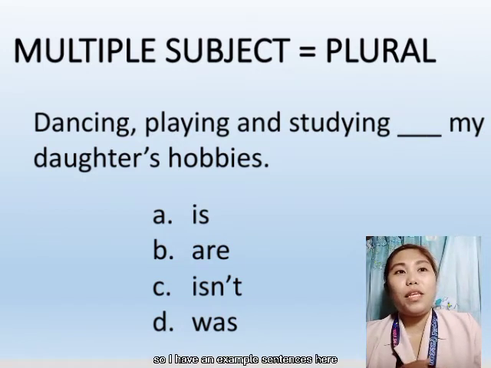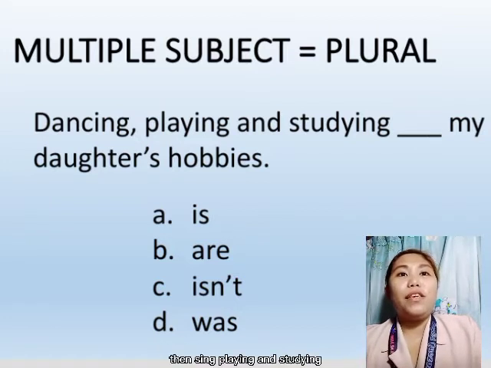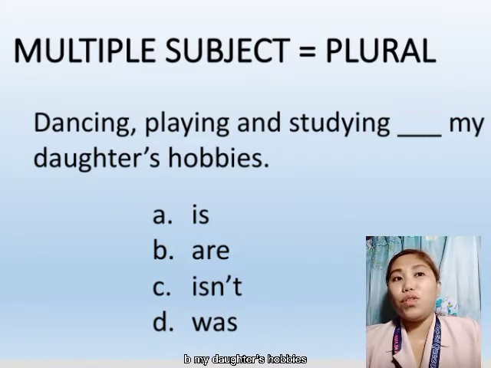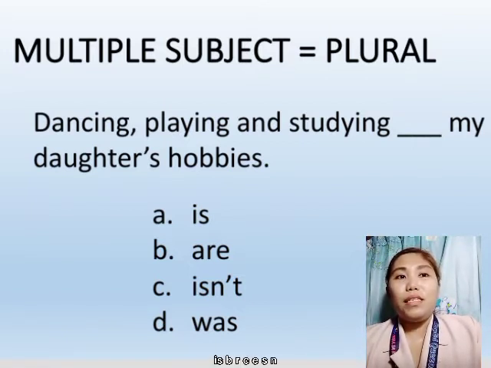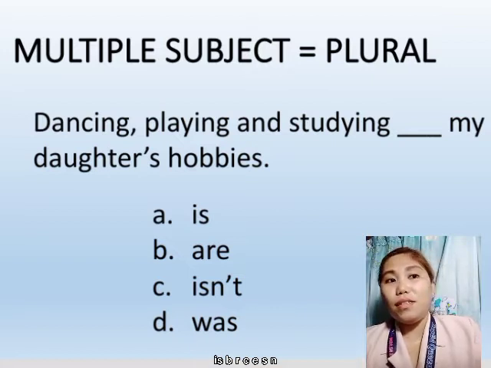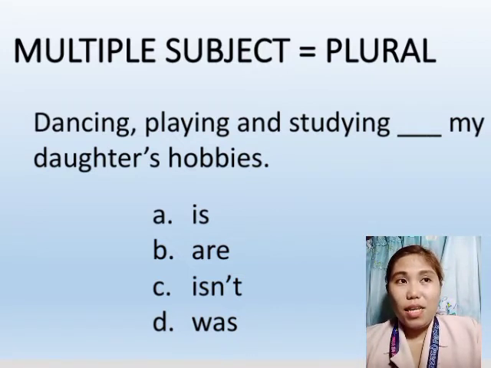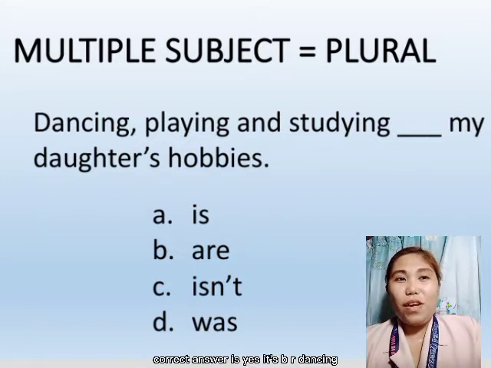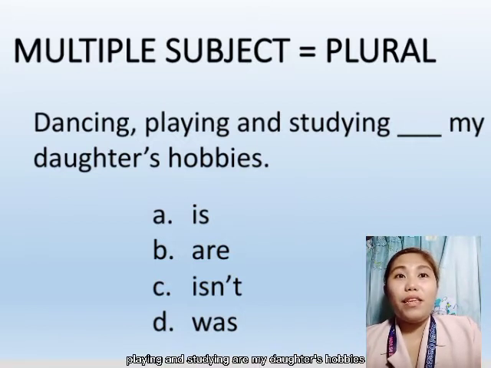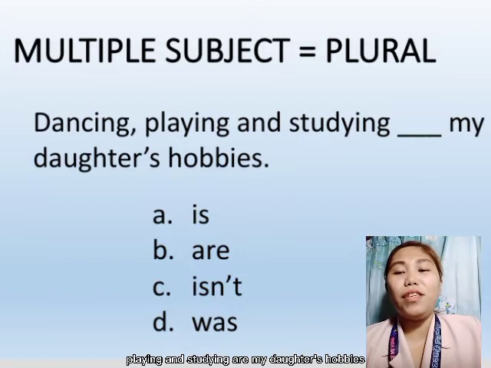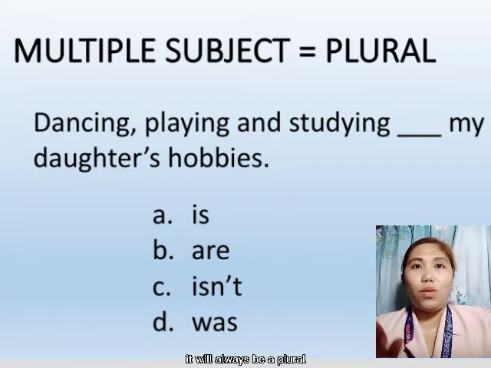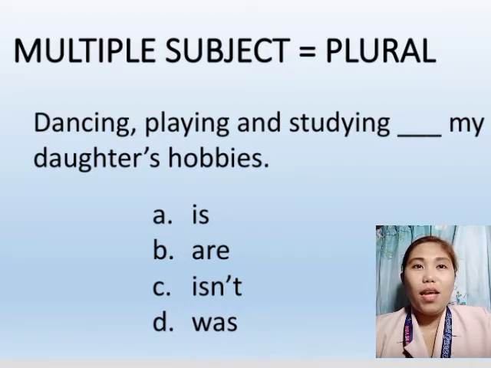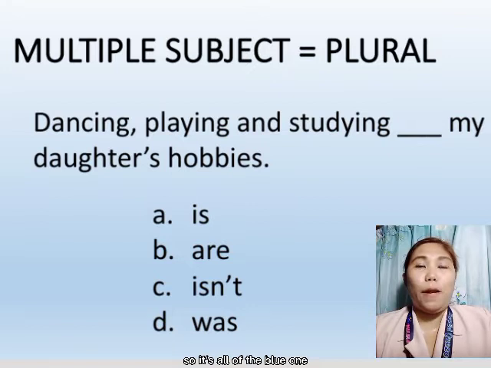So I have an example sentence here. Dancing, playing, and studying blank my daughter's hobbies. A, is. B, are. C, isn't. D, was. The correct answer is B, are. Dancing, playing, and studying are my daughter's hobbies. Always notice that multiple subjects are always plural, so they are followed by a plural verb.